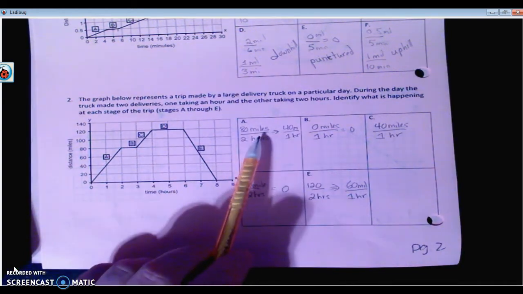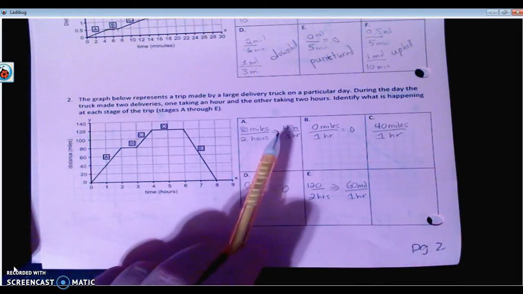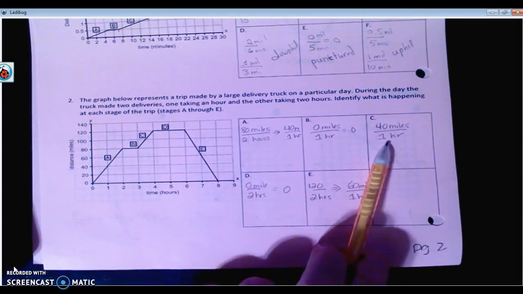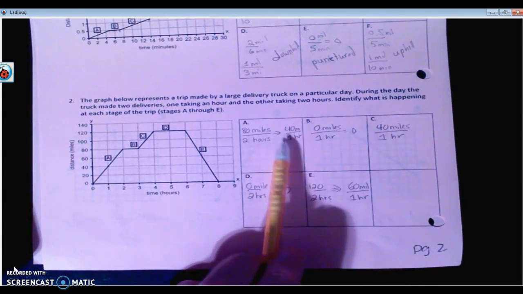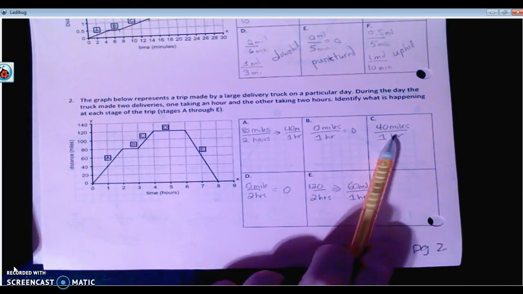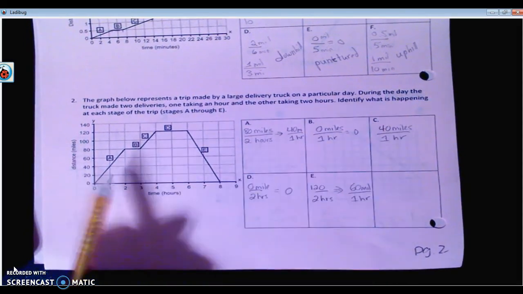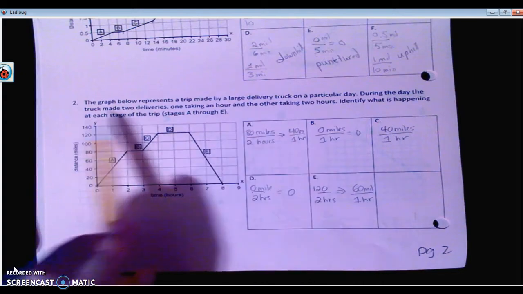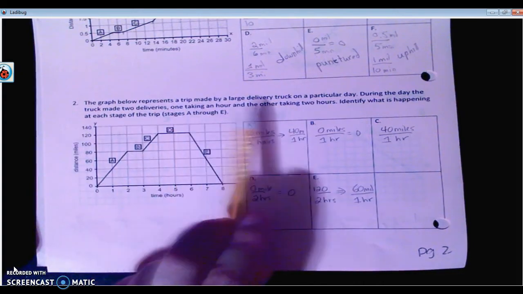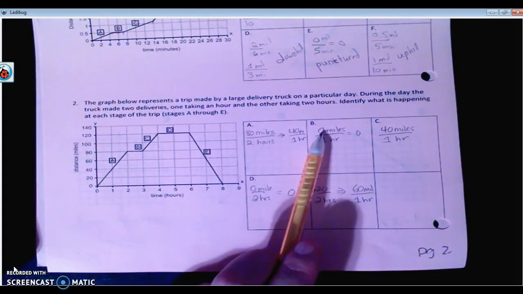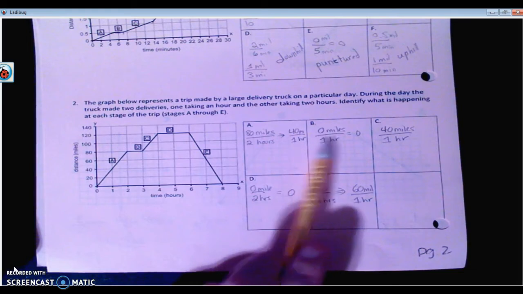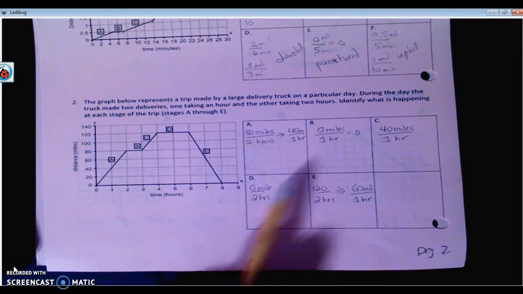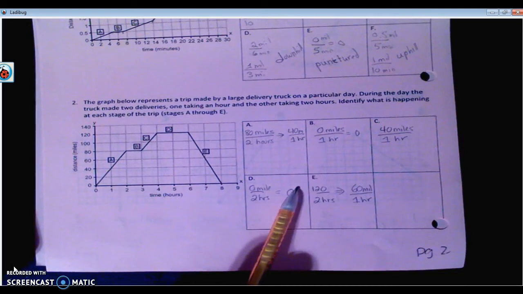Okay, we can see here that in section A and section C, I found their slope and I went ahead and simplified them. And I can see that he was going 40 miles per hour in both A and C. So that's when he was driving to his deliveries. Now, it said that he made 2 deliveries, one taking an hour and the other taking 2. Well, here I can see that he stopped because he didn't go. He stopped for an hour and he stopped for another 2 hours. So here's where he made his 2 deliveries, B and D.